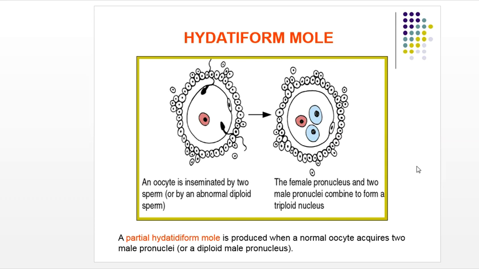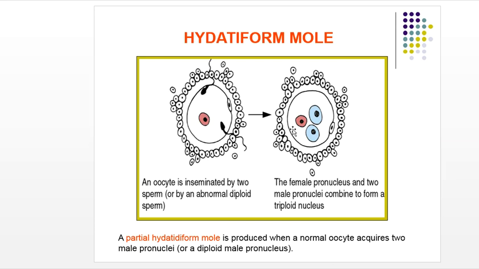Sometimes we have some abnormality during the formation of the embryo. One of the important things that may happen during implantation is the formation of a hydatidiform mole. We have two kinds of hydatidiform moles. One of them is the partial hydatidiform mole. As you see in the picture, it is produced when a normal oocyte is fertilized by two sperms.